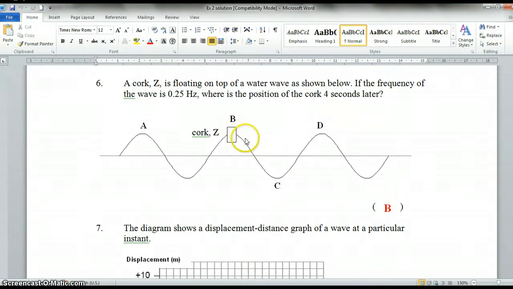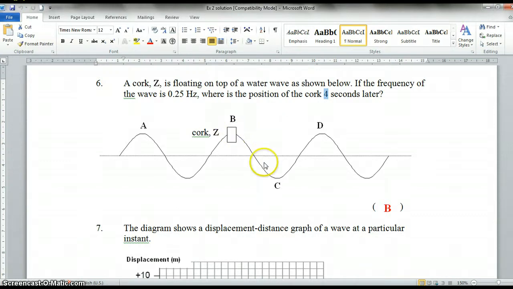This object Z is floating on a water surface. The frequency of the wave is 0.25 Hertz. Where is the position of the object 4 seconds later? Please highlight this: the frequency is 0.25 Hertz. Frequency is the number of complete oscillations produced in 1 second. So if the frequency is 0.25, in 1 second, 1/4 of a wave is completed. So 4 seconds later, we would see 1 complete wave.